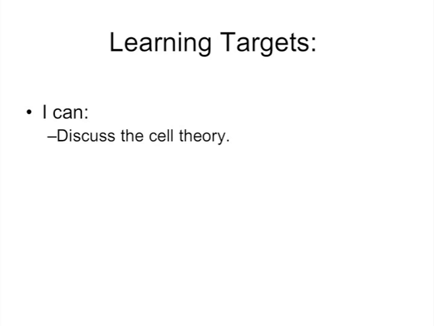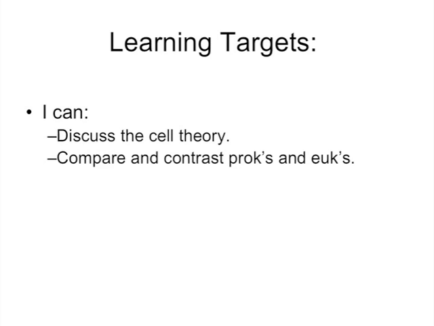We'll start off by looking at our learning targets, our goals for the day. By the end of this lesson, it's my hope that you're able to first off discuss what we call the cell theory, and I'll introduce that cell theory to you in just a minute. I hope that you'll be able to compare and contrast two different types of cells, prokaryotic cells and eukaryotic cells. I hope that you'll be able to tell how they're alike and how they're different. And since those two terms are such a mouthful to say, we'll shorten that down a little bit and say prokes and euks. So we're going to compare and contrast those two different types of cells.